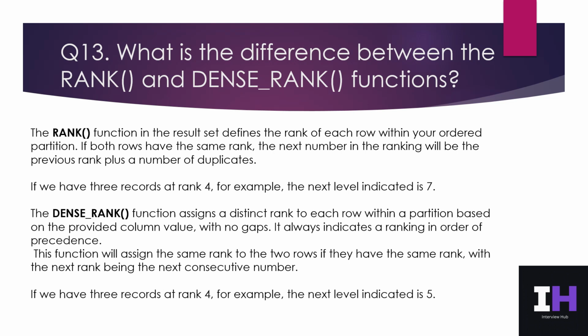The DENSE_RANK function assigns a distinct rank to each row within a partition based on the provided column value, with no gaps. It always indicates a ranking in order of precedence. This function will assign the same rank to the 2 rows if they have the same value, with the next rank being the next consecutive number. If we have 3 records at rank 4, for example, the next rank indicated is 5.